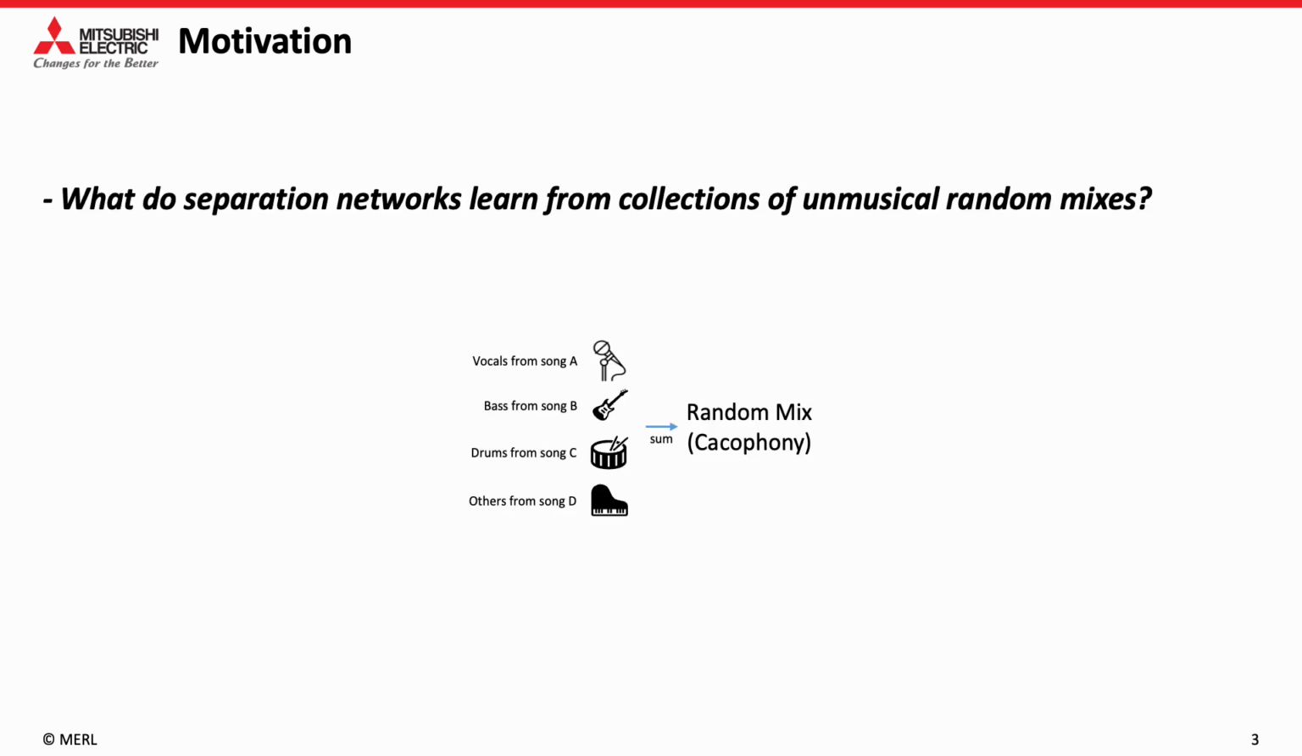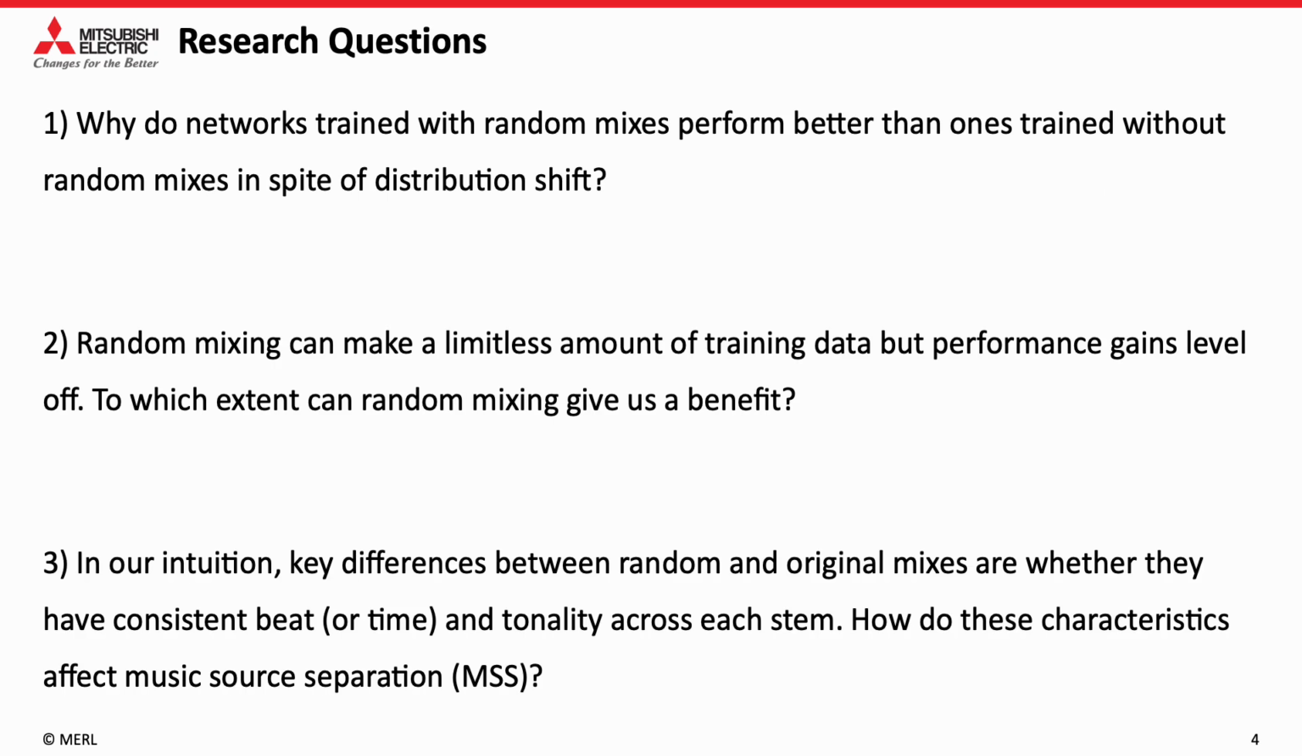So this raises the question: what do separation networks learn from collections of unmusical random mixes? In this paper, we are going to tackle these questions. First, why do networks trained with random mixes perform better than ones trained without random mixes, in spite of distribution shift? Second, random mixing can make a limitless amount of training data, but performance gains level off. To what extent can random mixing give us a benefit? Lastly, in our intuition, key differences between random and original mixes are whether they have consistent beat and tonality across each stem. How do these characteristics affect music source separation?